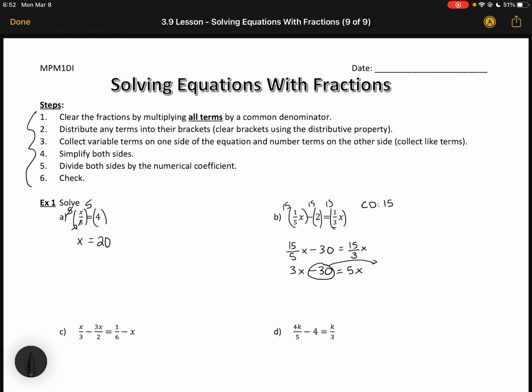I'm going to take my minus 30, move it over to the right and change the sign. And then I'm going to take my 5x and move it over to the left and change the sign. So now I have 3x minus 5x equals 30, which I can then simplify into minus 2x equals 30. Dividing both sides by the number in front of the x, which is minus 2, gives me an answer of x equals negative 15.